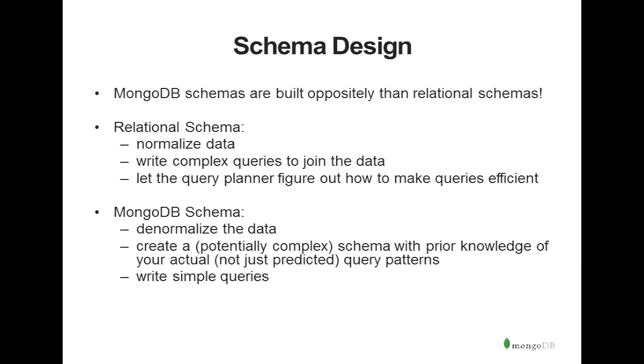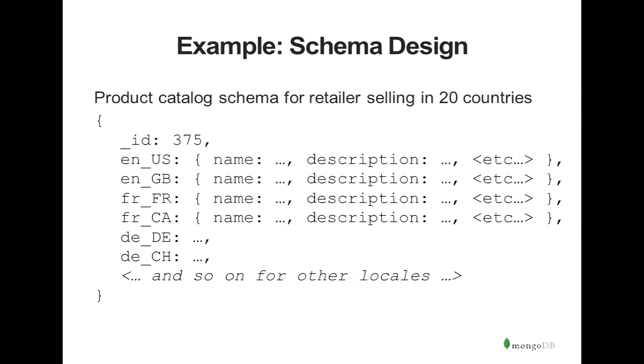So let's talk about an example where performance tuning of a schema design resulted in some benefits. So here's an example of an online retailer. They had a product catalog available in I don't know if it was 20 countries, but it was 20 languages. So they had, let's just say it was 20 countries.